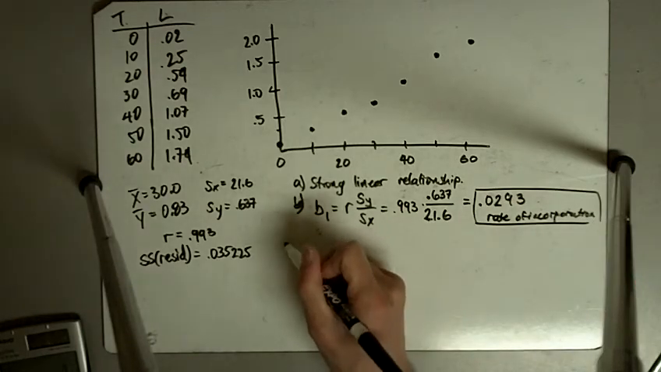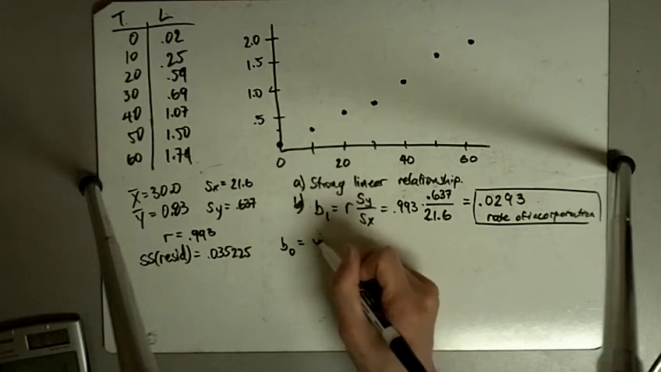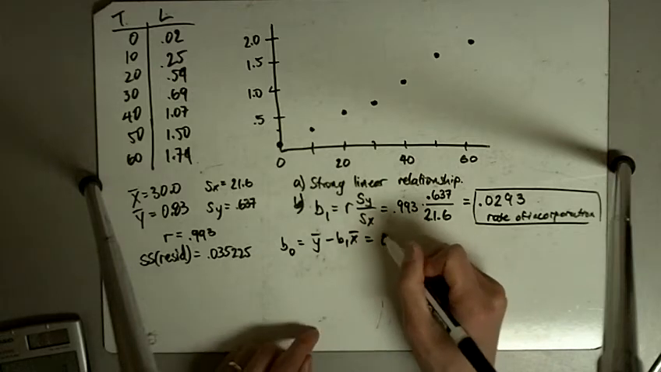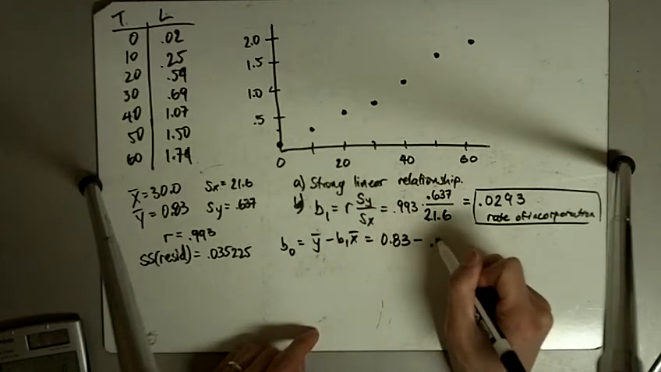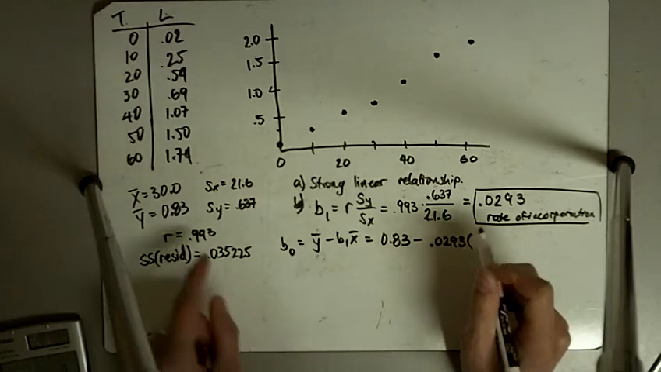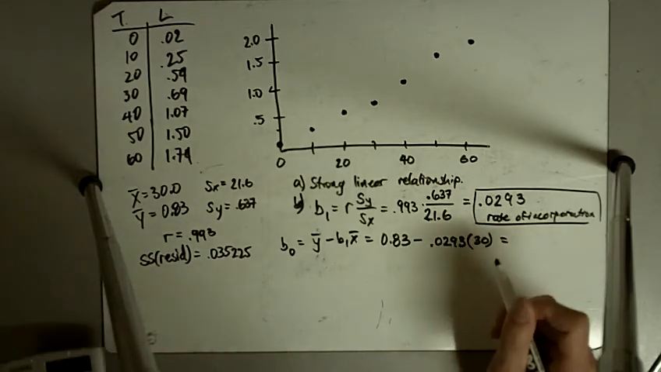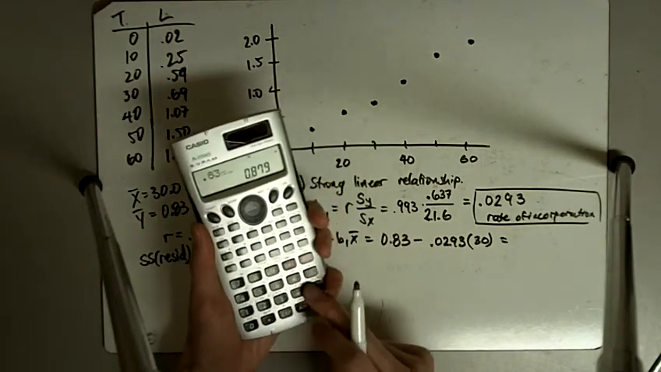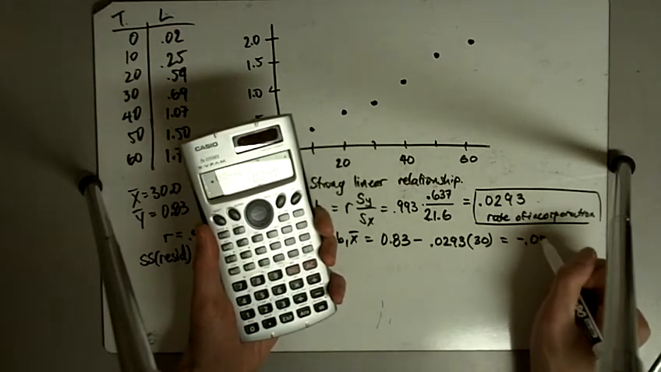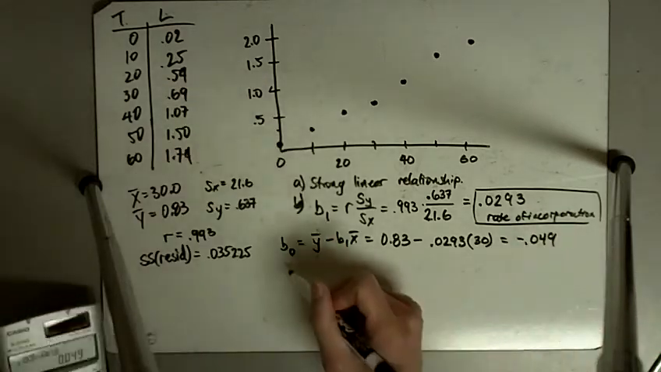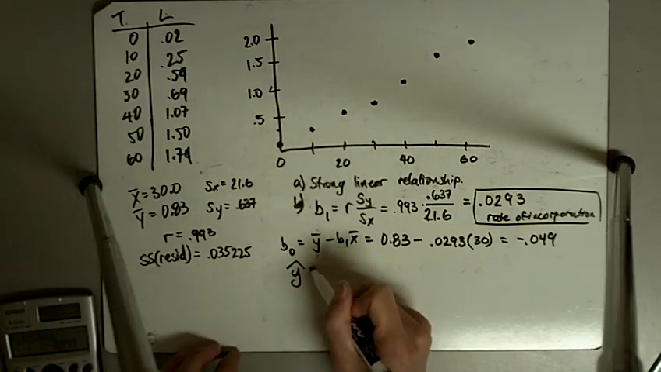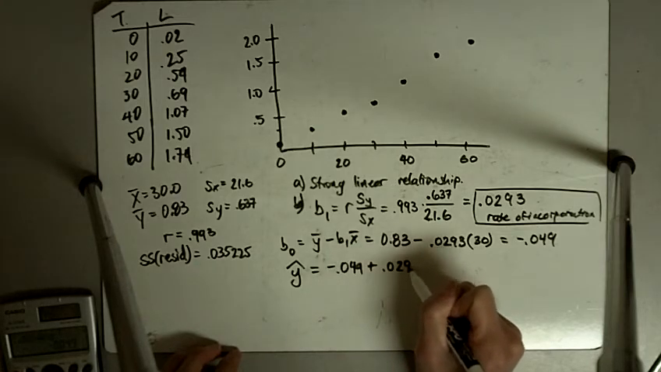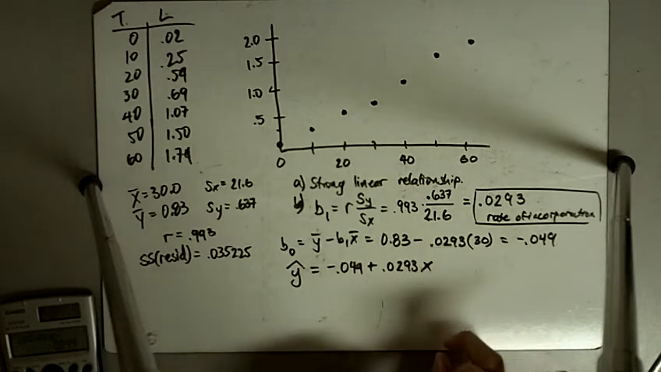And so my regression intercept is going to be y bar minus b1 times x bar, which is going to be 0.83 minus 0.0293 times my x bar, which is 30. And so I have 0.83 minus that. I have negative 0.049 as my intercept. So my regression line y hat is equal to negative 0.049 plus 0.0293 x, whatever time that is.